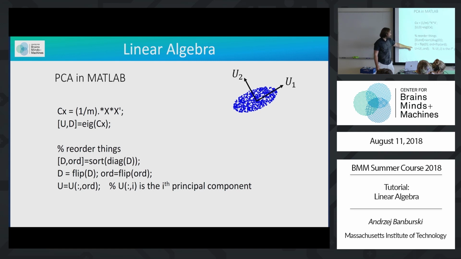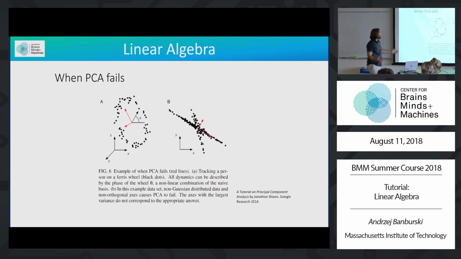And then you can just read out the principal components rather quickly. Now, I mentioned that PCA sometimes fails, and I'll give you a demo of how PCA actually looks. But PCA can fail, and this is an example of how PCA can fail.